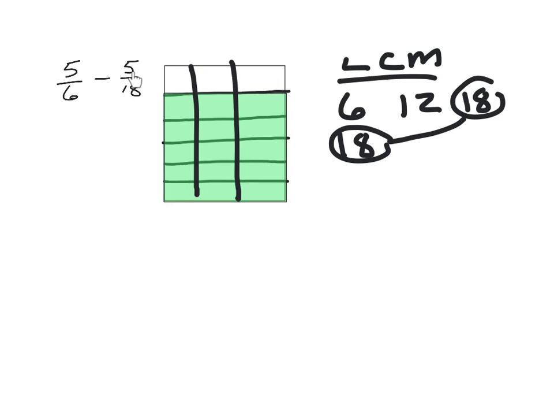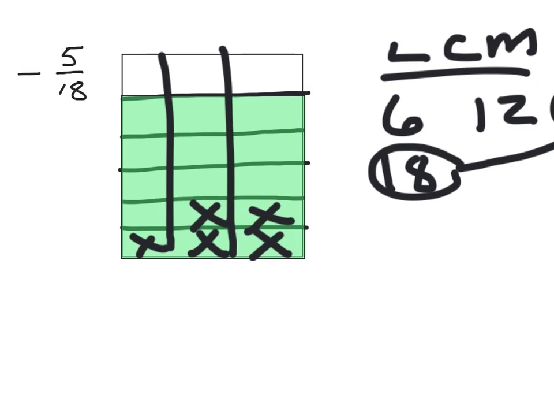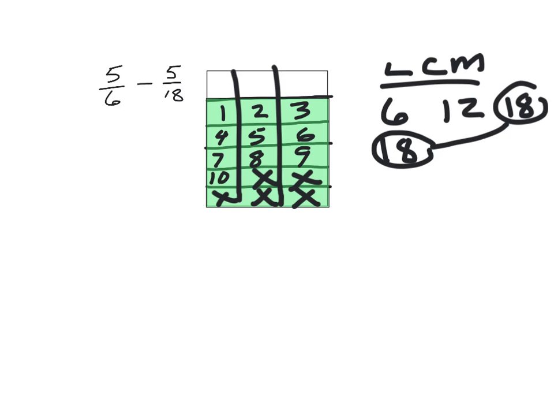I'm actually going to subtract 5 of the 18, right? So I'm going to go 1, 2, 3, 4, 5. Those are gone, right? And now these are left. So I've got 1, 2, 3, 4, 5, 6, 7, 8, 9, and 10. 10 18ths, right? So that right there, my friends, is actually your answer, and that is lovely.